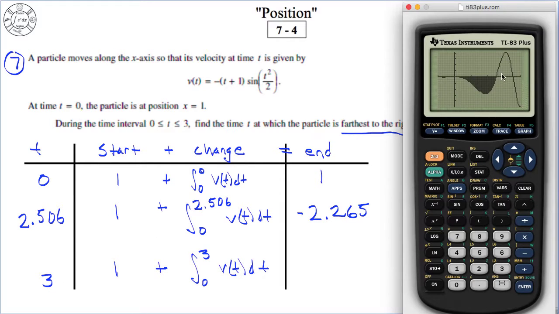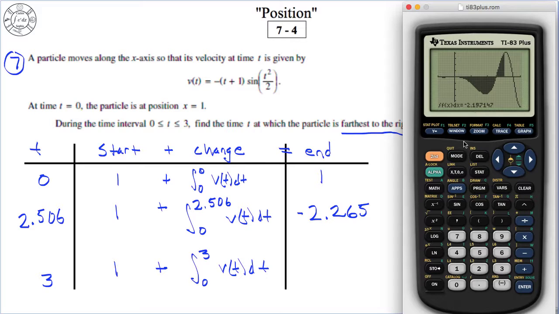So on our graph, this is already highlighted, but we're also going to get that. So we're going to do second trace. We're going to calculate the integral for 7. Lower limit is 0, upper limit is 3, and just let it do its thing. Remember, we still have to add 1 after this. So, oh, it stops right there. Perfect. So you still have to add 1.